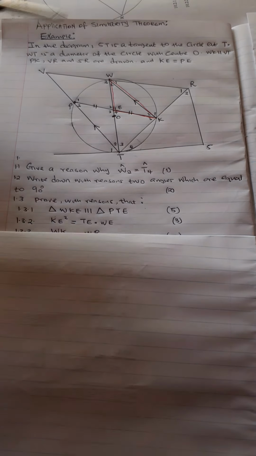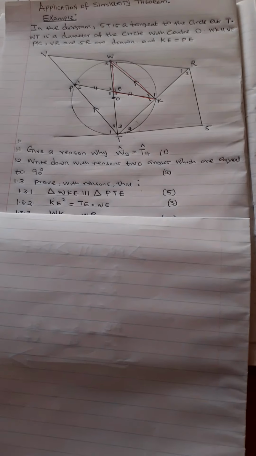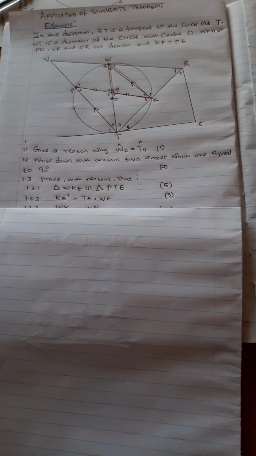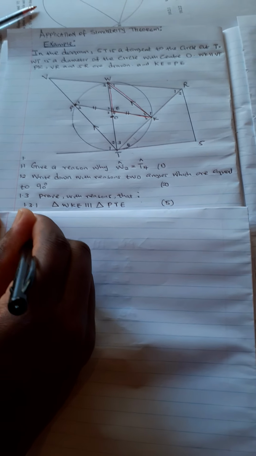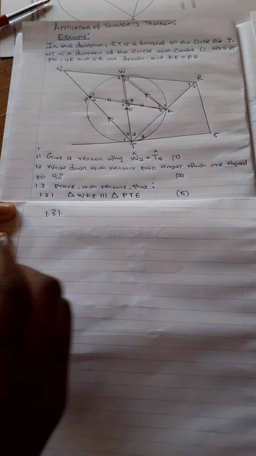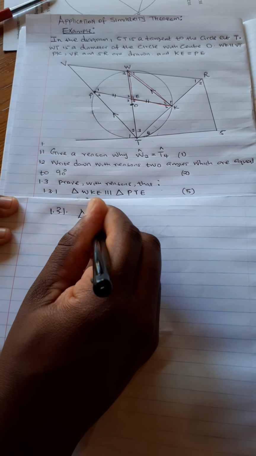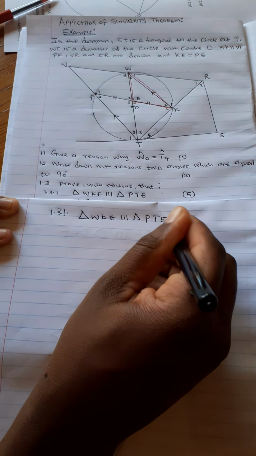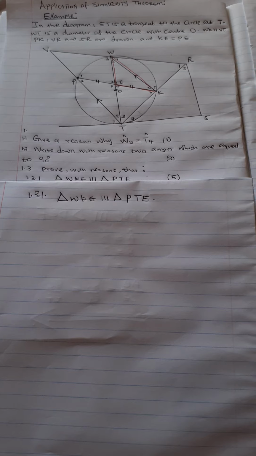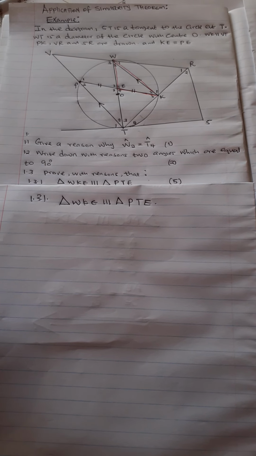So we want to prove that this triangle and this one are similar. How do we prove similarity? We can prove it either by proportional sides or by equiangular. So let's proceed here. We are on 1.3.1. Remember, I told you triangle WKE is similar to triangle PTE. These are 5 marks for free, because the way these letters are pegged, they are in a way that they are equal. Before you even do anything, you know what you want to solve.